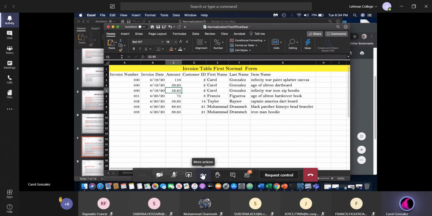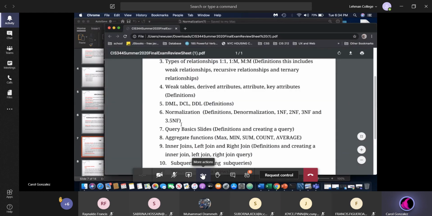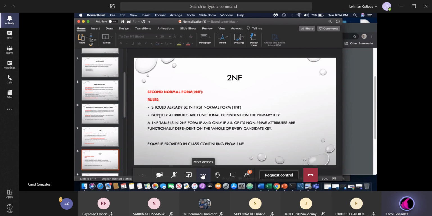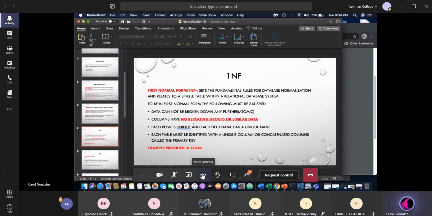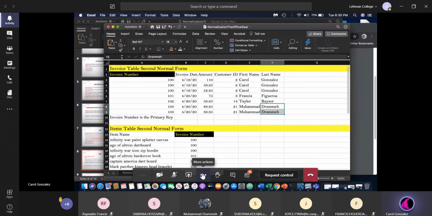That's first normal form. Second normal form, of course, we identify the invoice number as the primary key. So the second rule of thumb is that if you finish first normal form, you go to second. You should already know that you're in first normal form, and non-key attributes should be functionally dependent on the primary key. In other words, when you go back to the Excel spreadsheet in your second normal form, we have the invoice table here, but the item name was not dependent on the primary key we established in the first place.